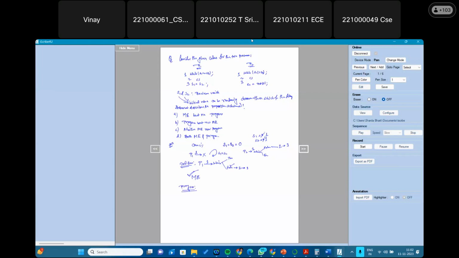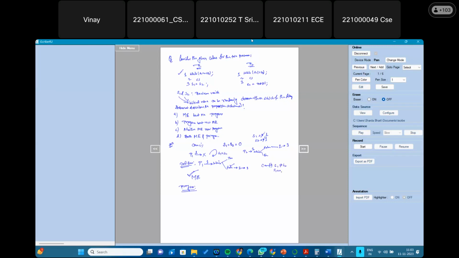Okay. So you can consider another case, S1 not equals to S2. You can see that this code will be executed first, then this one. I have also written this one. Case 2, S1 not equals to S2.